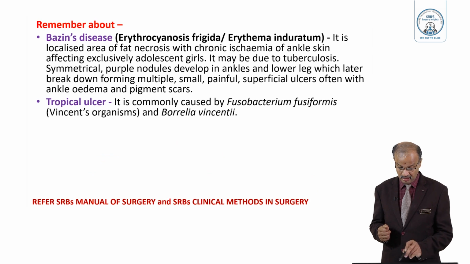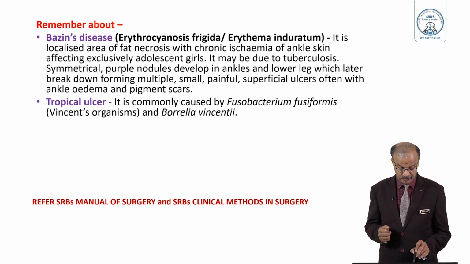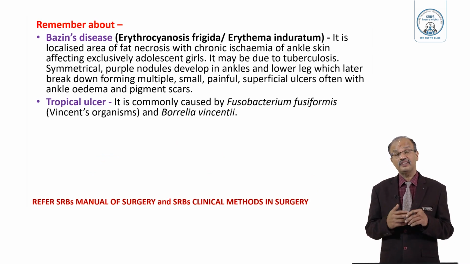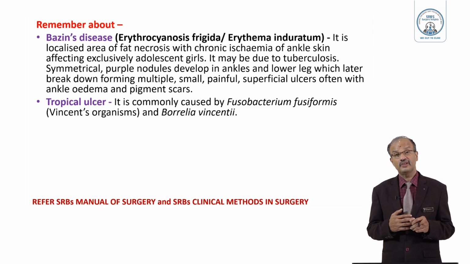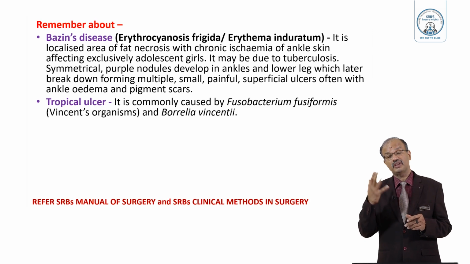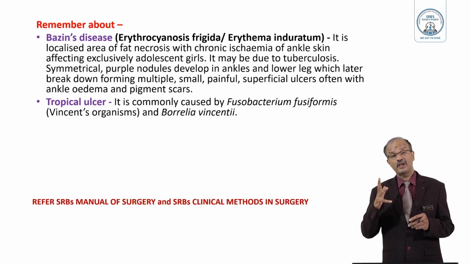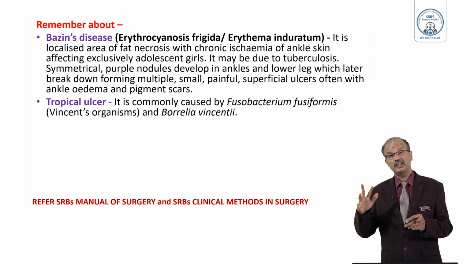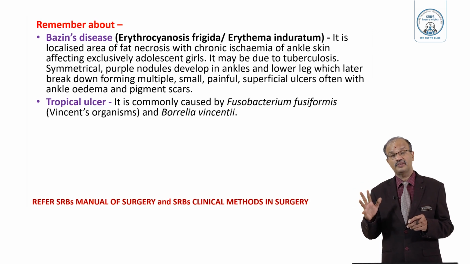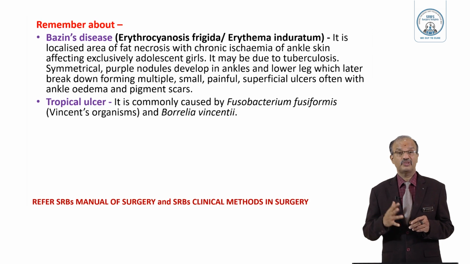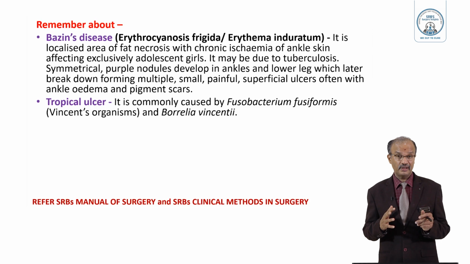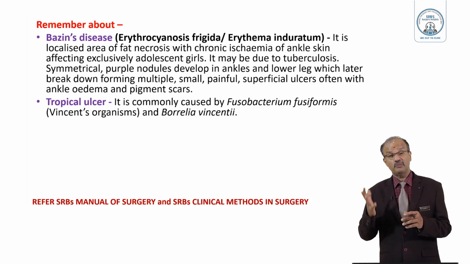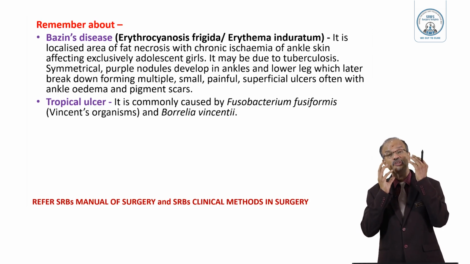Tropical ulcer, remember, Fusobacterium fusiforme, Vincent organism, Borrelia vincentii. Tropical countries, immunosuppressed individuals, malnourished individuals, common in children. Destruction occurs. Cancrum is one of the types. Noma, otherwise called NOMA, otherwise called cancrum oris. Viva question, remember, it is a destruction with the bacteria, in immunosuppressed, mainly children who are nutritionally deprived.